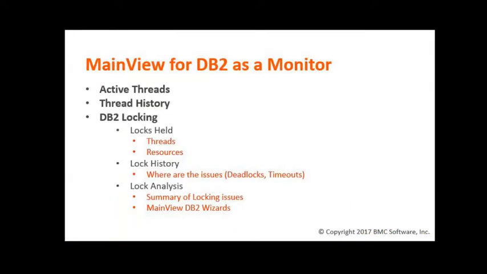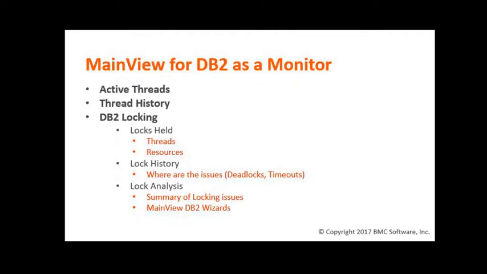When I look at a DB2 monitor, no matter who the vendor is, there are a number of functions that are heavily used and must be there for the monitor to provide benefit. First is active threads. What is running right now in the system and how is it performing? Second is thread history. At 10 a.m. this morning, what was running and was there a problem with the system or workload? The third is what I'm talking about today, DB2 locking.